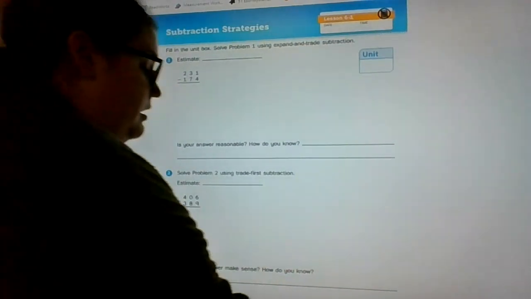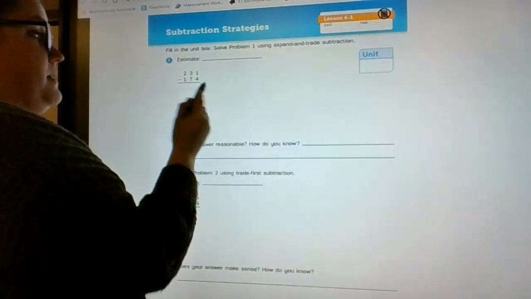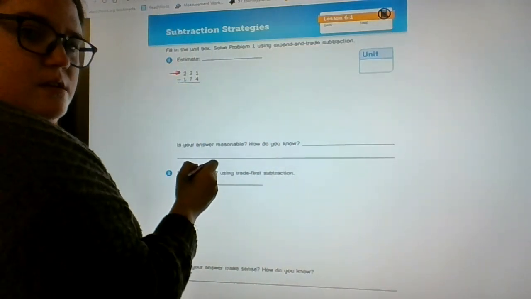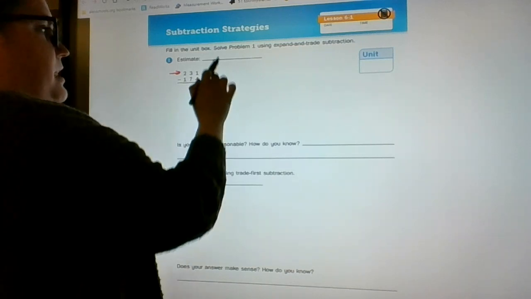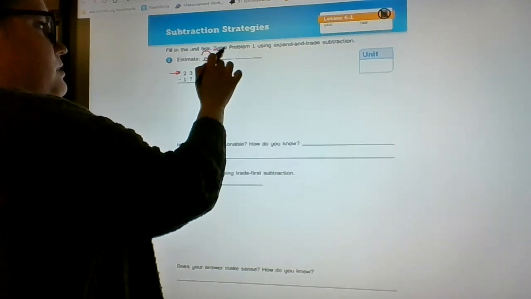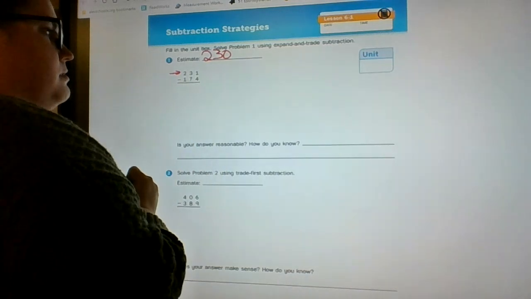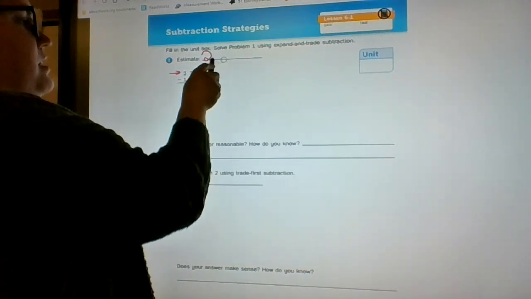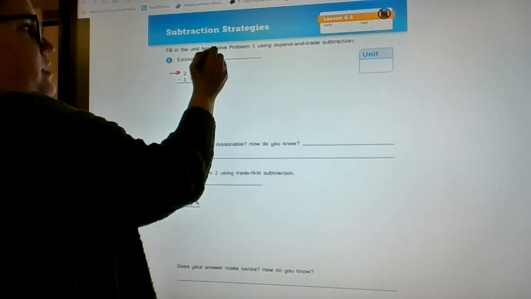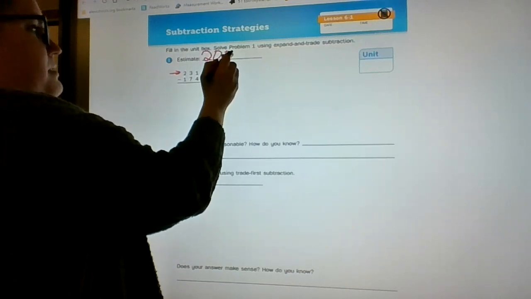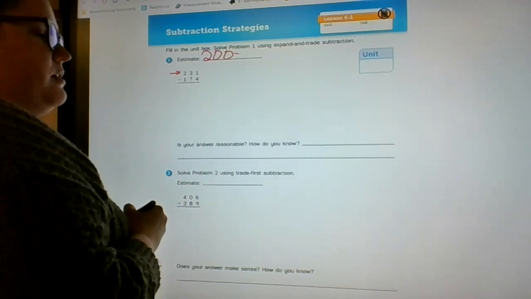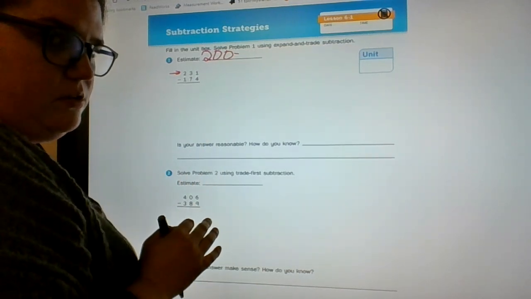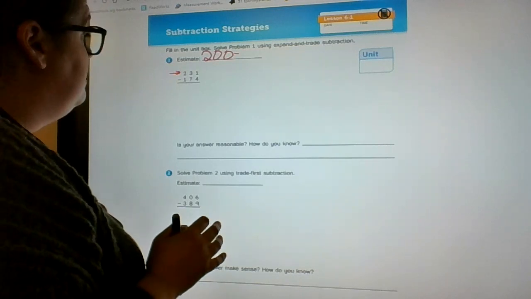So it asks us first to do an estimate. So look at that first number, 231. I'm going to change that to 230. You know what? Actually, I'm going to change that to 200. I think with subtraction, it might be easier to round to the nearest hundred. If you're comfortable, you can certainly do it to the nearest 10. Okay?